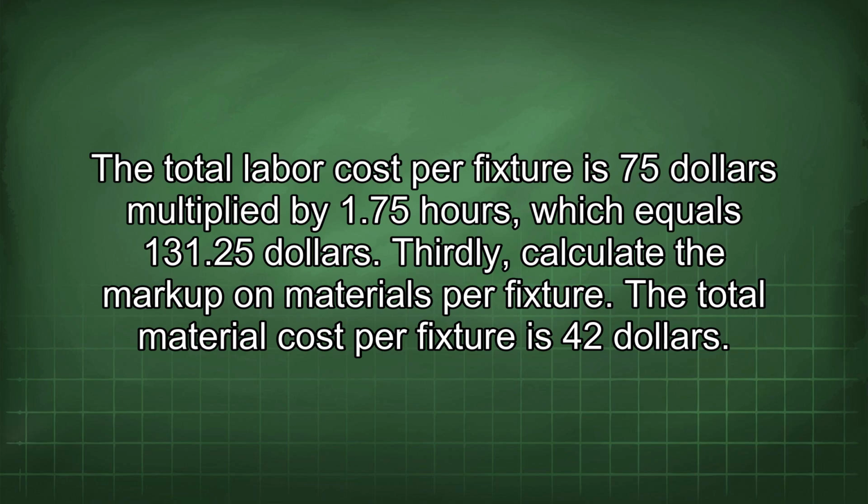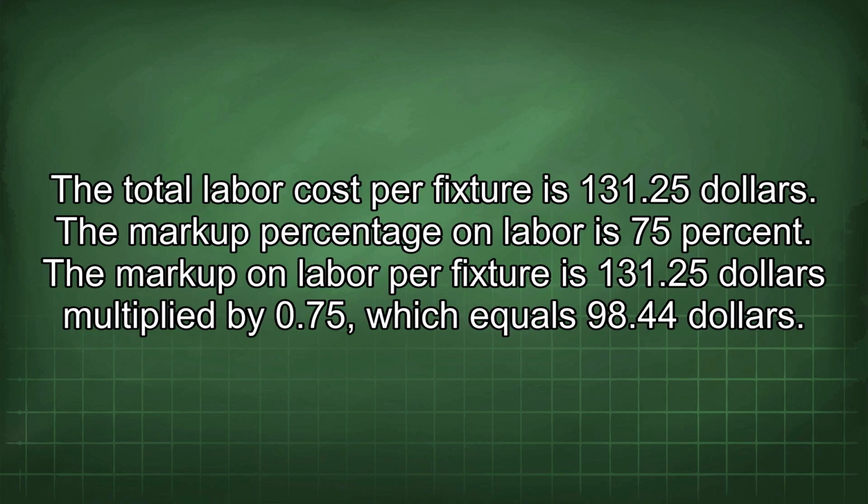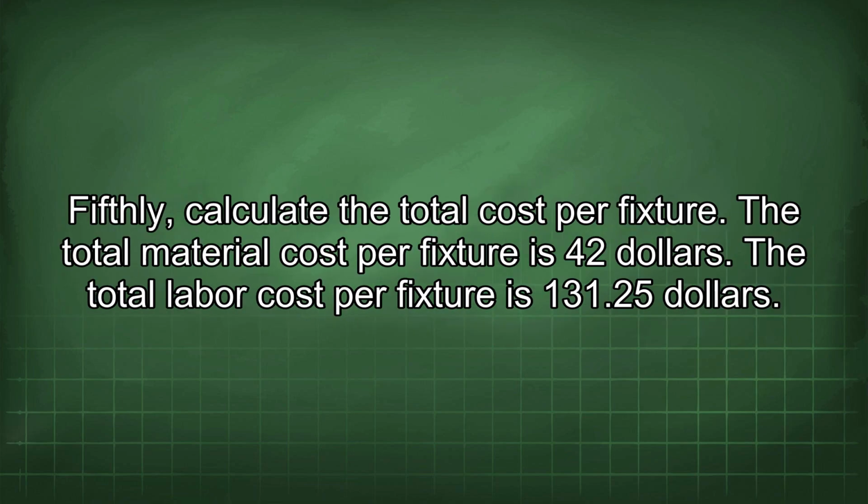The total material cost per fixture is $42. The markup percentage on materials is 15%. The markup on materials per fixture is $42 multiplied by 0.15, which equals $6.30. Fourthly, calculate the markup on labor per fixture. The total labor cost per fixture is $131.25. The markup percentage on labor is 75%. The markup on labor per fixture is $131.25 multiplied by 0.75, which equals $98.44. Fifthly, calculate the total cost per fixture.